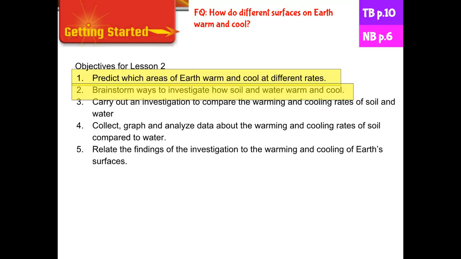So our objectives, we have 5 of them for this lesson. We're going to be focused on number 1 and 2 today. We'll be predicting which areas of Earth warm and cool at different rates. And we're going to brainstorm ways to investigate how soil and water warm and cool.